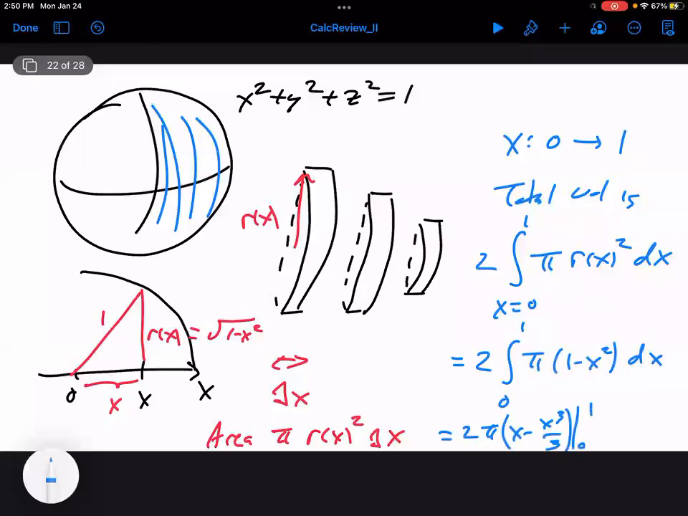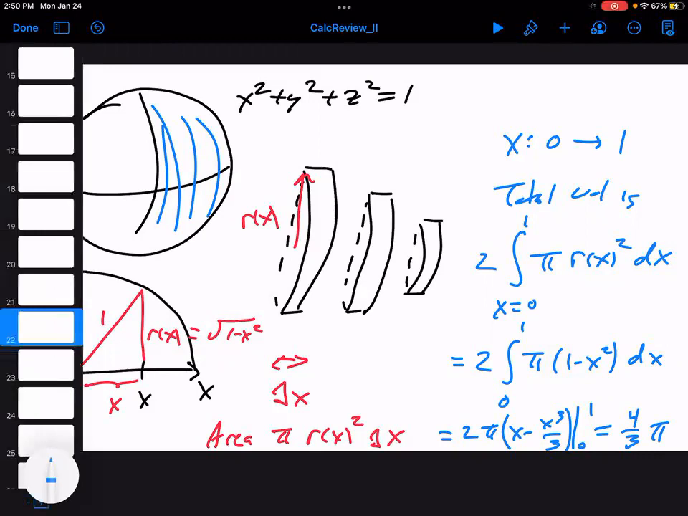at 0 and 1. All right, well, when we put in x equals 0, we get 0. When we put in 1, we get 1 minus 1/3. 2/3 times 2 pi is 4/3 pi, which is the volume of a sphere. So we've actually now done something that's worth doing. We went from knowing the area of a circle to now getting the volume of a sphere.